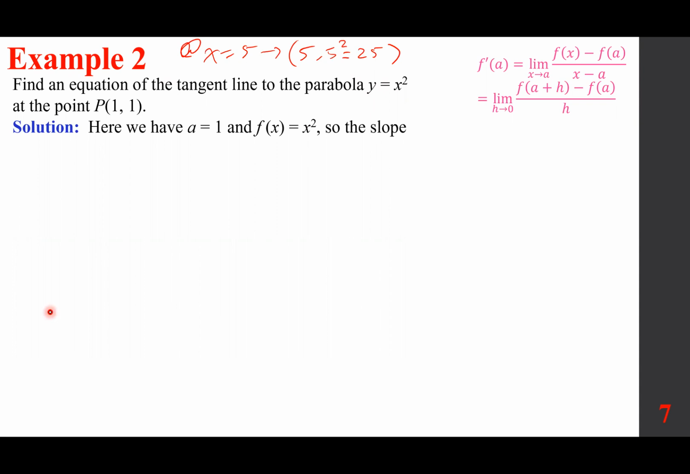Therefore, we are going to calculate now the equation of a tangent line by first finding the slope, because we need two things. We need a pair, it's given, and we also need the slope. So let's go with one of the definitions. For example, the one which is the limit of f of x minus f of a over x minus a as x approaches a, and a is 1.